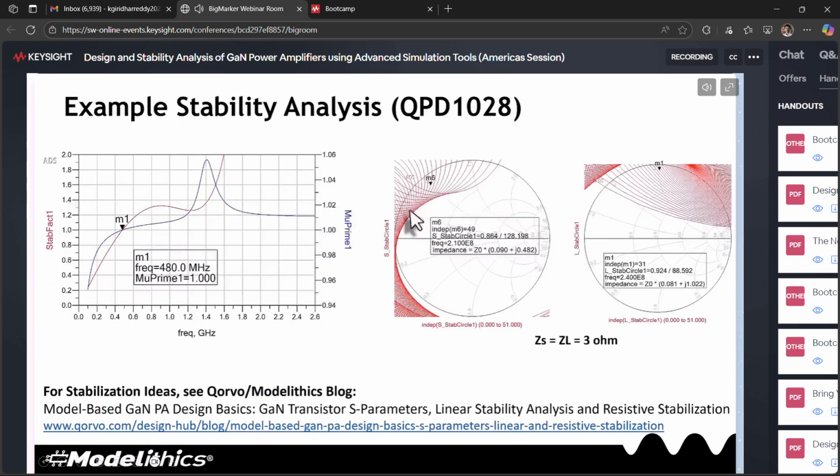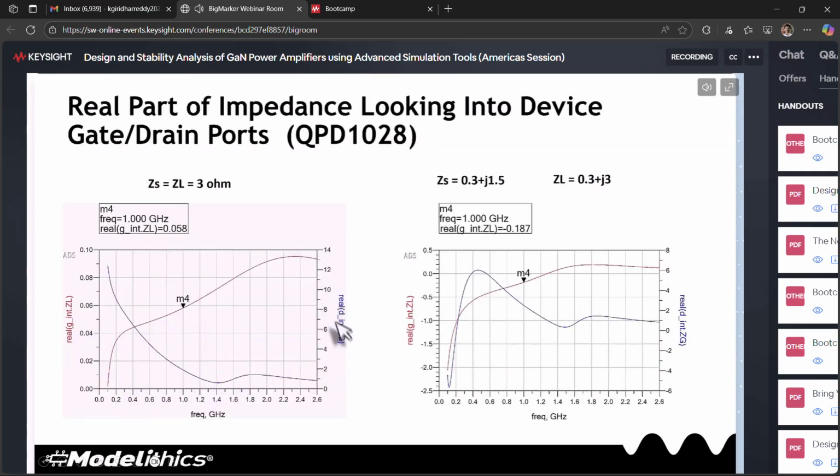Then the next thing we did is we set the matching conditions to be inside of the stability circles here, and we redid the analysis. So we set the source to 0.3 plus j1.5 and the load to 0.3 plus j0.3. And now we have both the impedances looking into the gate and looking into the drain showing negative resistance at some frequencies. That is consistent with the meaning of the stability circles and the K factor analysis. And of course, this only happens at low frequencies.